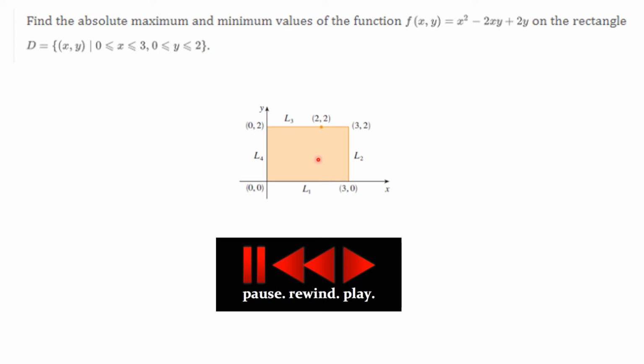And so we're going to be looking at this twice. We're going to be looking inside on the open set, and then we have to look at the boundary. And there are different parts of the boundary: there is L1, L2, L3, and L4. You know what to do. Let's see how you did.